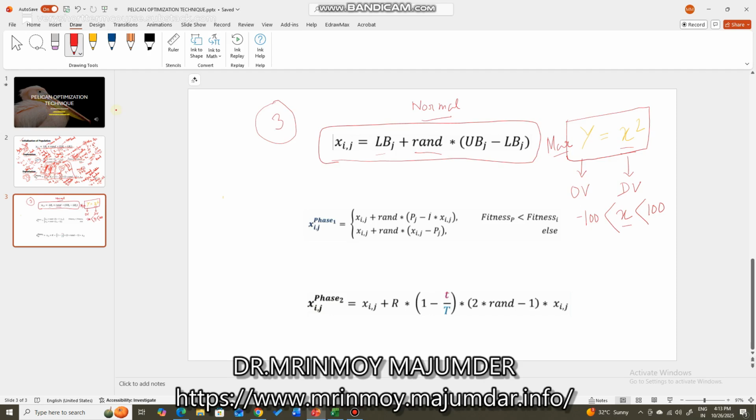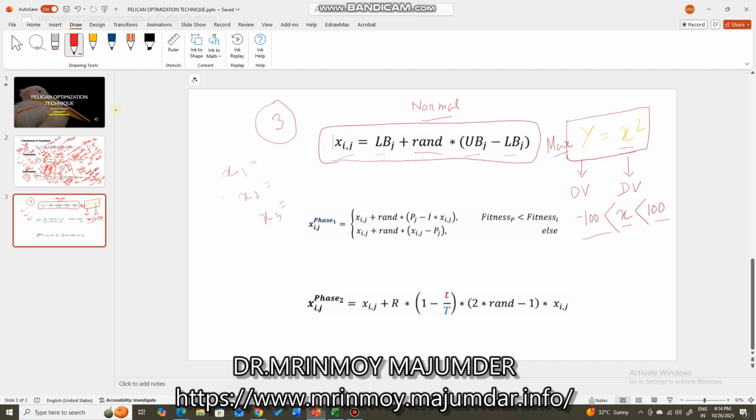And this is the upper bound of the constraint and the lower bound of the constraint. In our case, lower bound is minus 100, upper bound is 100. Put into this formula, you will find an x. Do it 3 times. So you have 3 agents, that means 3 new values. Many say it as position also. Okay, so these are the 3 new values of the 3 birds generated by this simple formula.